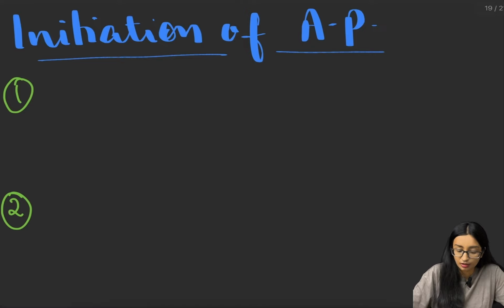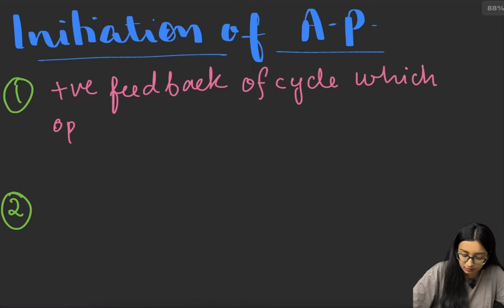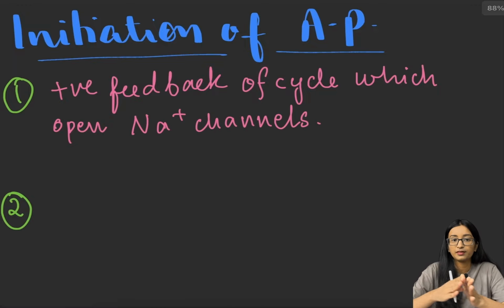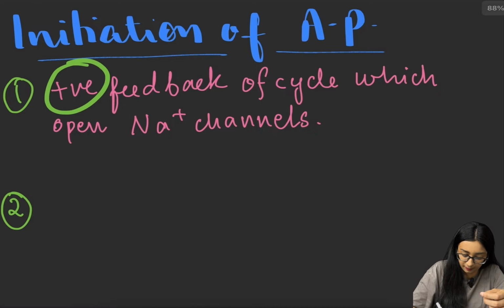For the initiation of the action potential, we need positive feedback. The positive feedback cycle opens sodium channels. When all of these gates are open, all the sodium will come in. When the sodium is coming in, the sodium which has come in asks other sodium to come in. So that is the positive feedback over here. And within milliseconds, they all will close.